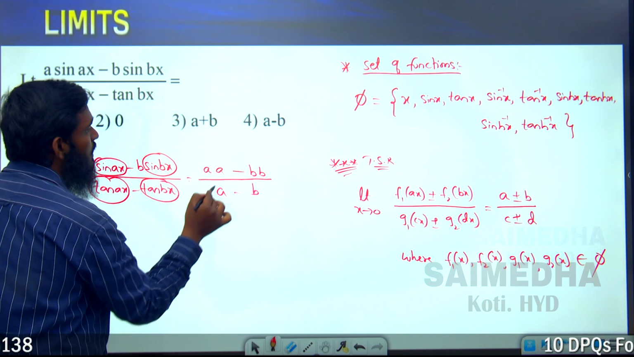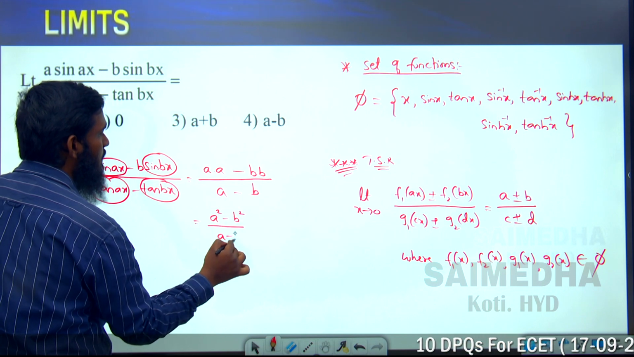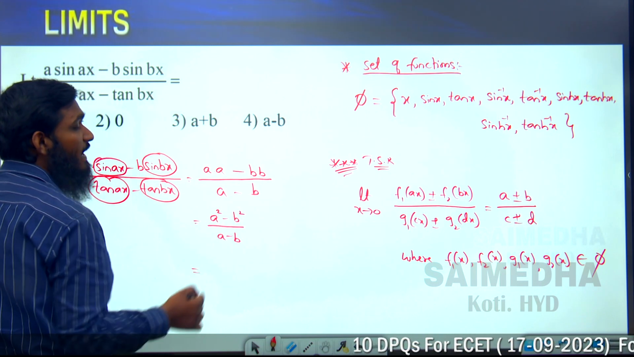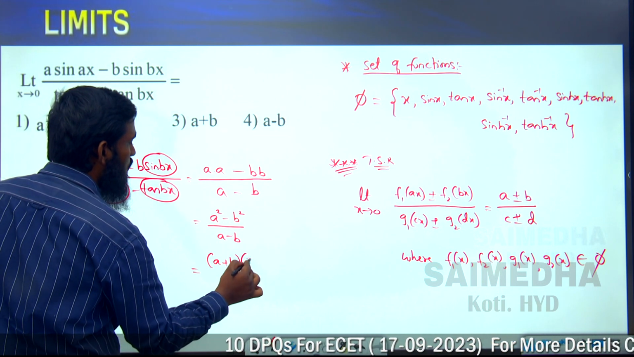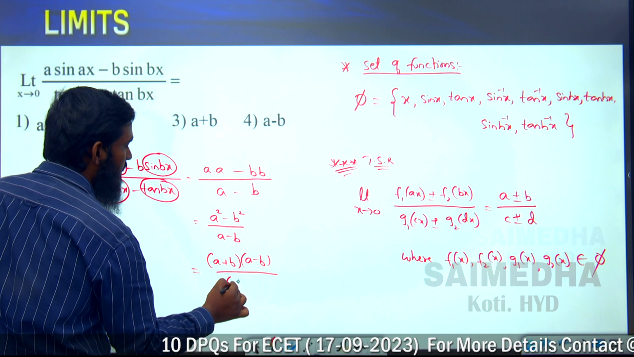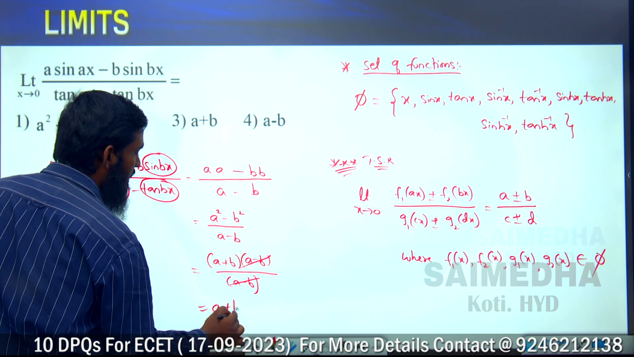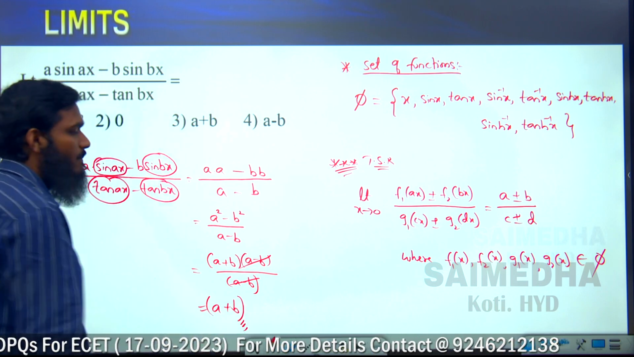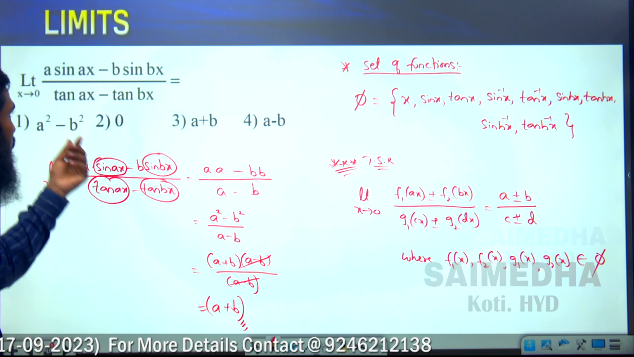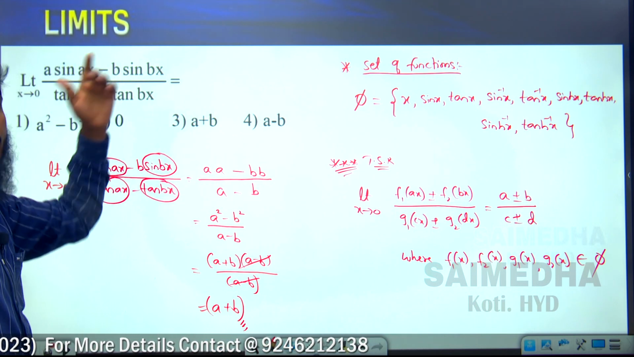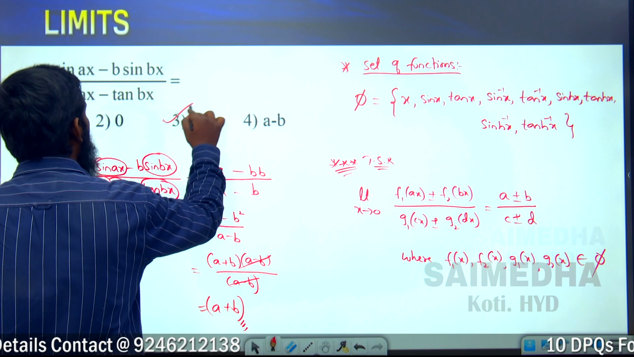So it is equal to a square minus b square divided by a minus b. a square minus b square can be written as a plus b into a minus b, divided by a minus b. This part gets cancelled. The final answer we get is a plus b. So by just taking the numbers we can write that answer. The answer is a plus b. The third option is correct.